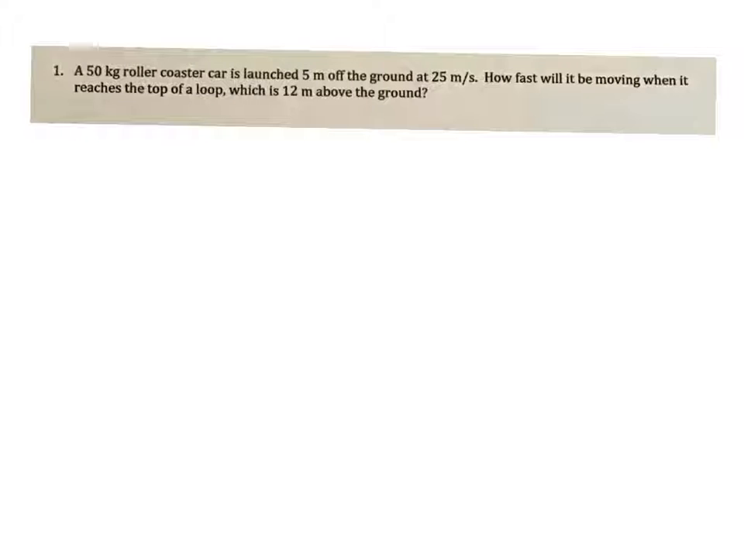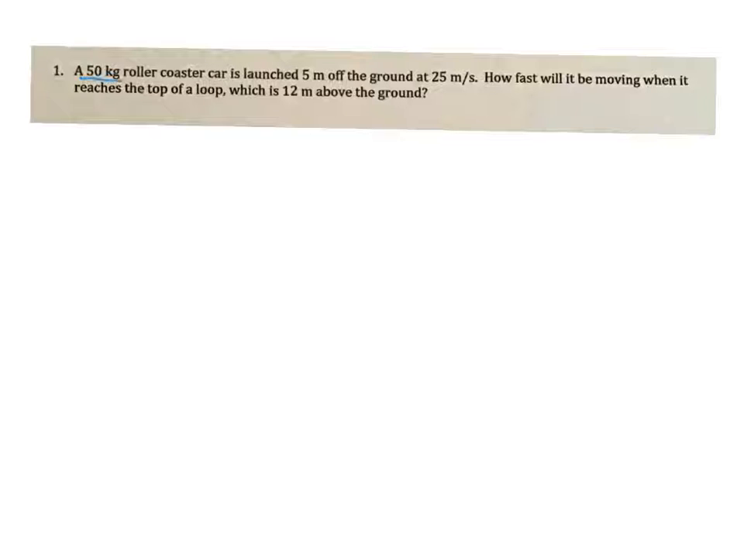Hey y'all, in this video we're going to go over question 1 from the Conservation of Energy worksheet. This question reads, a 50 kilogram roller coaster car is launched 5 meters off the ground at 25 meters per second. How fast will it be moving when it reaches the top of a loop, which is 12 meters above the ground? So let's start off by labeling what we are given.